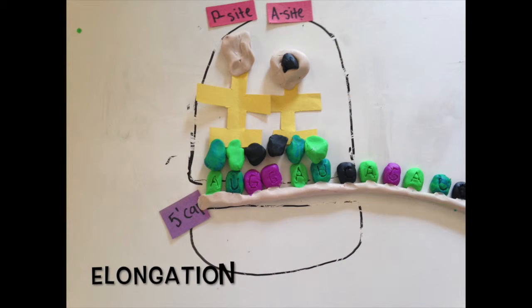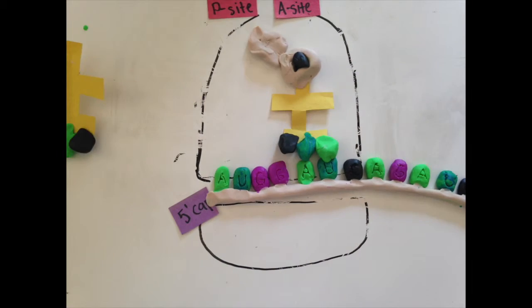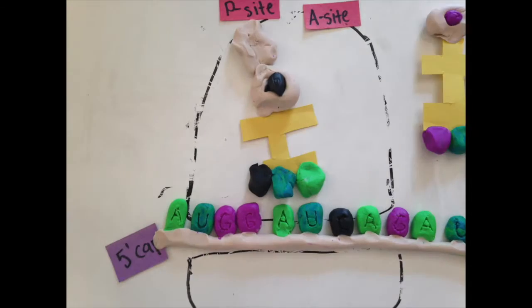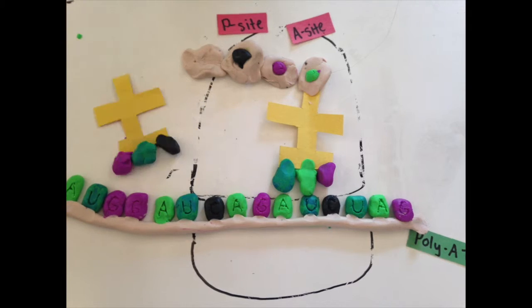Elongation begins when a second tRNA, carrying a second amino acid, enters the A site. The amino acid on the first tRNA bonds with the amino acid on the second tRNA. Then the first tRNA exits, the second moves to the P site, and a third moves on to the A site, and so on.